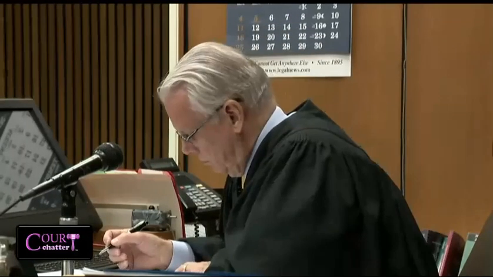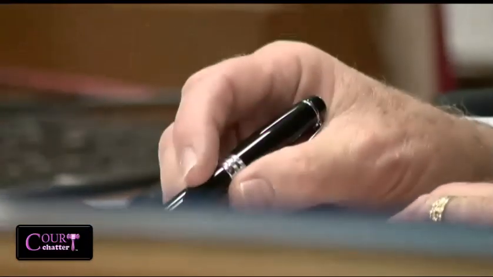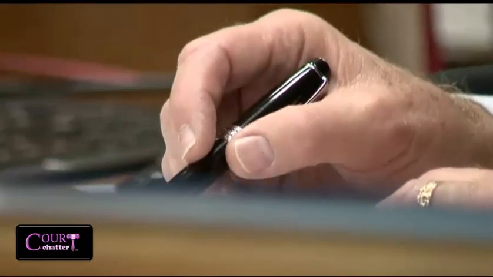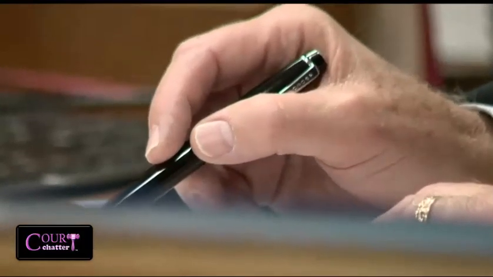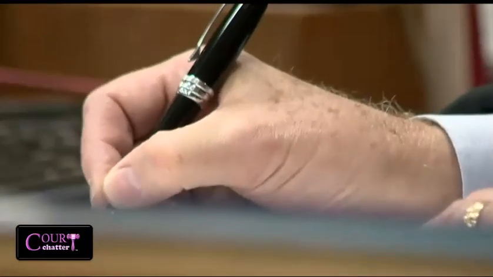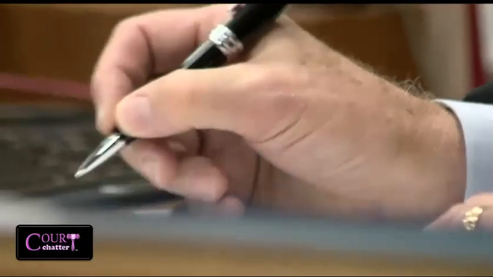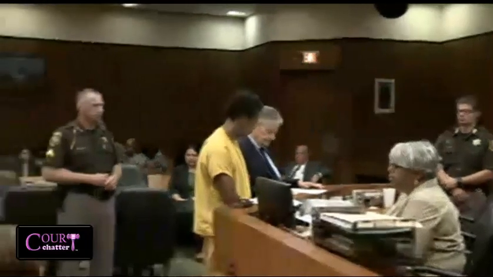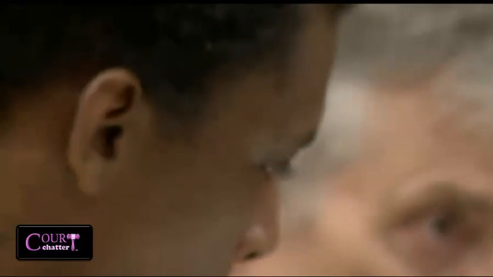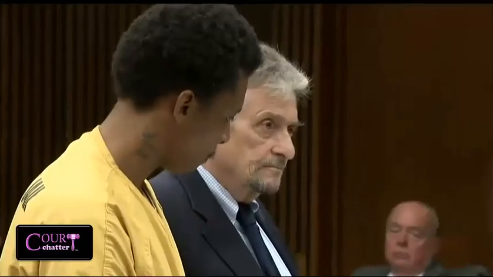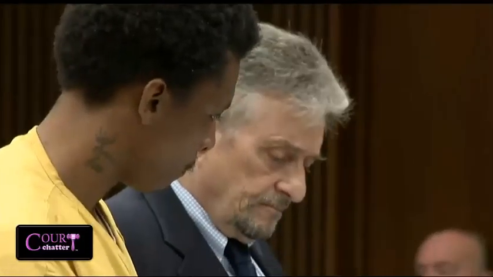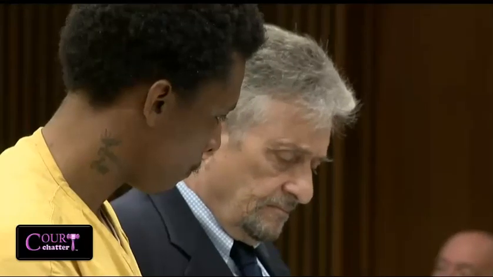OVs 16 through 20 appear to be inapplicable and are scored correctly, I believe, at 0. Agreed? Yes, Your Honor. Yes, Your Honor. Okay. Which gives us a total of 150 points. That's correct, Your Honor, noting the defense objection. And with regards to the scoring of the guidelines, Your Honor, I have them scored at 57 to 142.